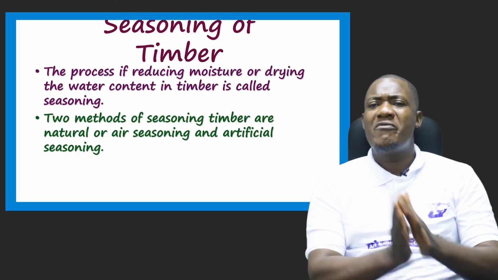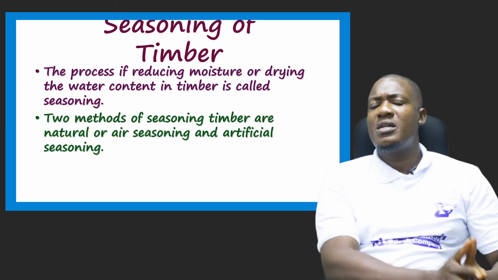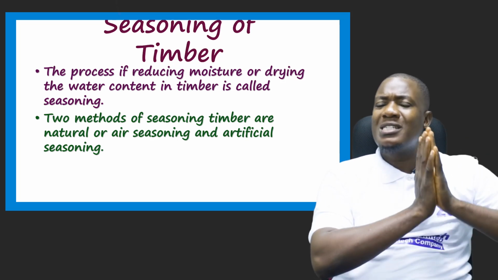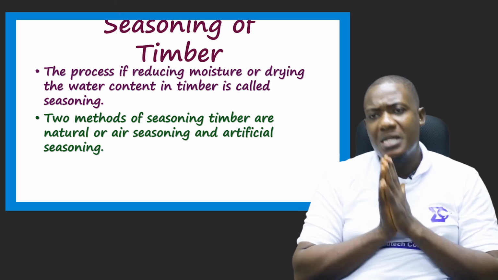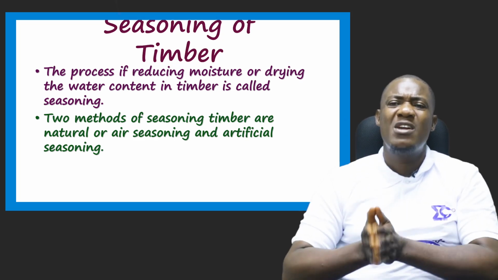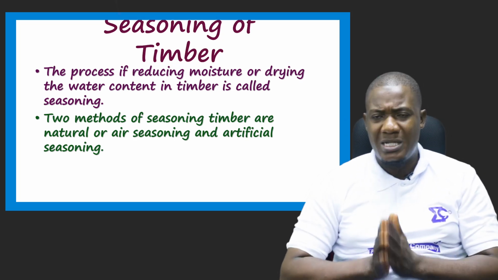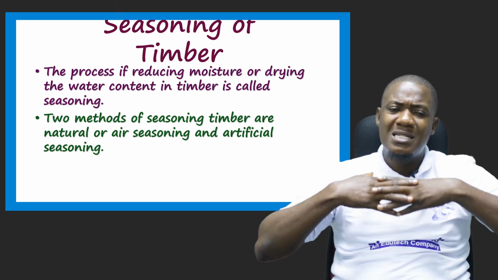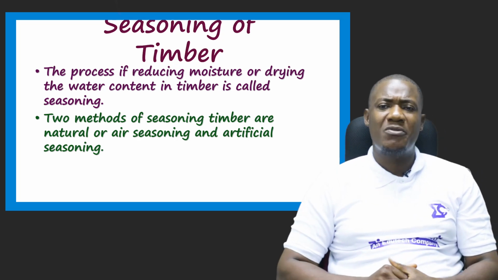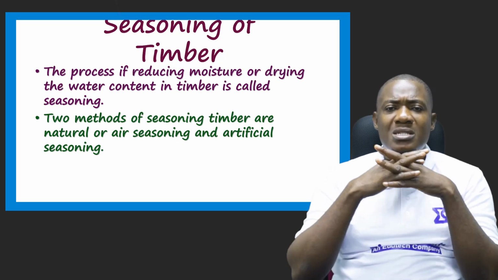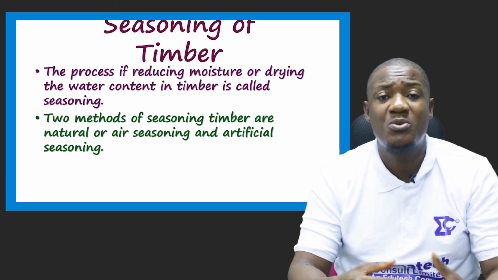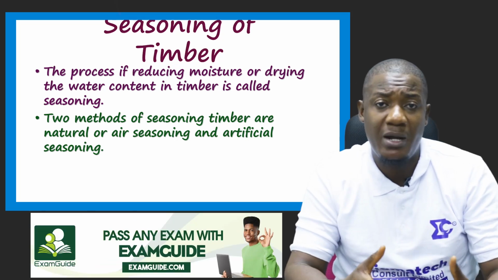Now, after conversion of timber, these planks are stacked in the timber shed, but they are still heavy. They still contain sap in them. So the next thing to do is to find a way of removing this moisture content from the log. This process of reducing the moisture content, or drying the water content from the timber, is what we term seasoning. So if someone asks you what seasoning is, tell the person that seasoning simply means the process of reducing the moisture content from timber.